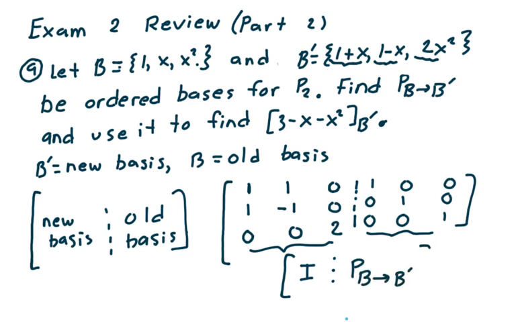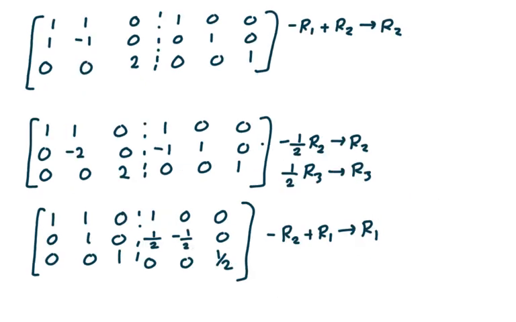So eventually I'm going to get something that looks like this. And that's what I do here. So notice on the left side I have 1, 1, 0, 1, negative 1, 0, 0, 0, 2. On the right side, basically, I have the identity. Now, if I take negative row 1, add it to row 2, put the result back into row 2, I get the following. On the left side, I get 1, 1, 0, 0, negative 2, 0, 0, 0, 2. On the right side, I get 1, 0, 0, negative 1, 1, 0, 0, 0, 1.